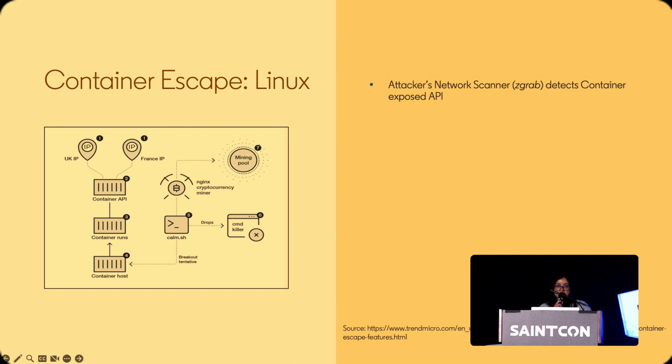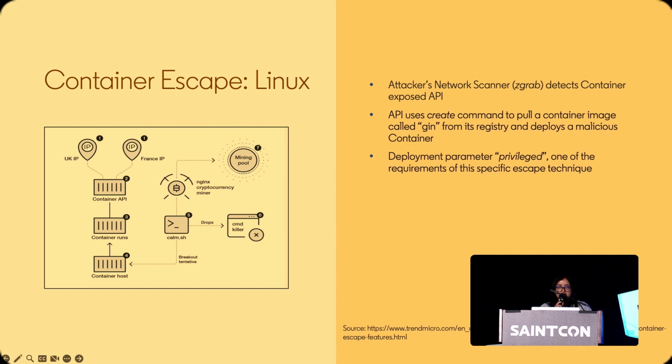So an attacker-controlled scanner called zgrab has been scanning for containers with exposed API. Once such misconfiguration is detected, the attacker would pull and deploy a malicious container. Now, one of the deployment parameters here is privileged, which is one of the requirements for this specific container escape technique. Now, if you're following along with this diagram, the attacker's entry point is a shell script called com.sh, which is towards the middle portion of this diagram.